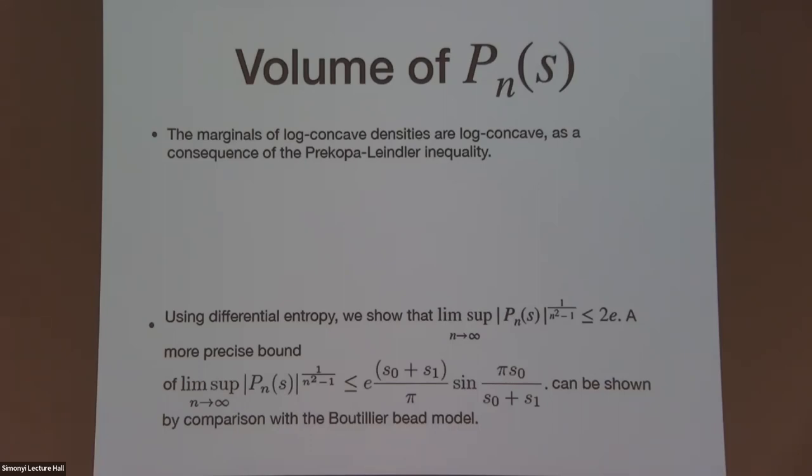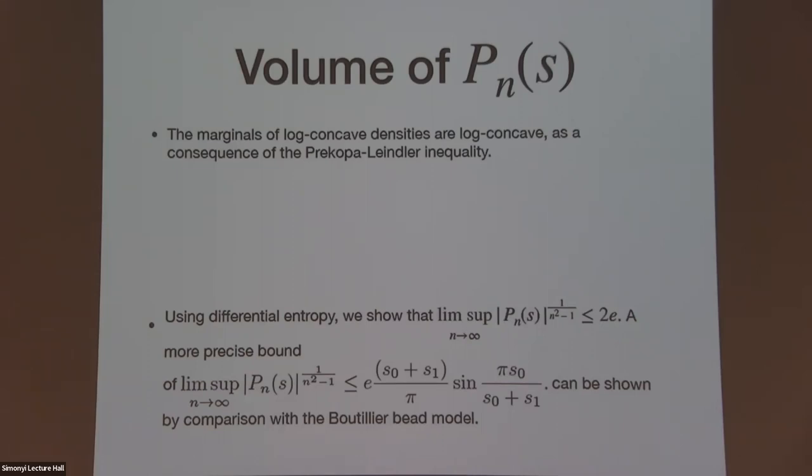So the marginals of log concave densities are log concave as a consequence of the Prékopa-Leindler inequality. And using differential entropy, we show that the limsup of Pn of S to the 1 by n squared minus 1 is less or equal to 2e. What one does is look at the slacks of one of these, let's say the squares. These squares are bounded above by 2 in their discrete Hessian. They are not bounded below.